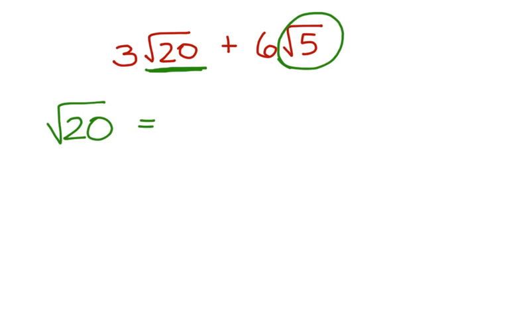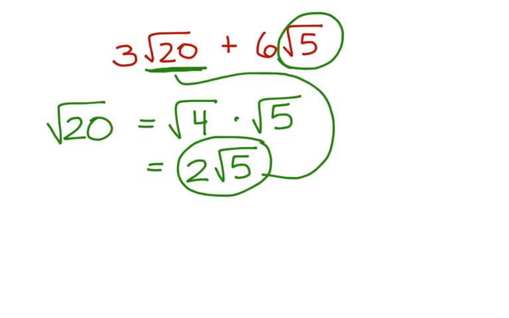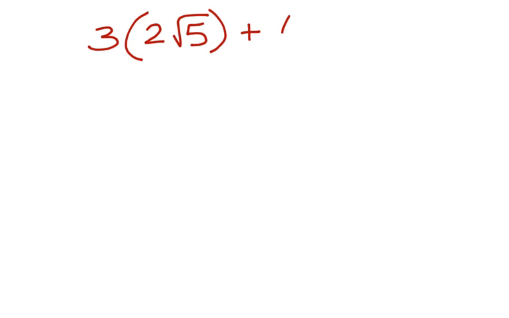We can say that the square root of 20 breaks down to the square root of 4 times the square root of 5. The square root of 4 is 2, so the square root of 20 becomes 2 square roots of 5. Now we're going to need to substitute this back into this part of the expression. Let's write it out including that. We have 3 times 2 square root of 5 plus 6 square root of 5.